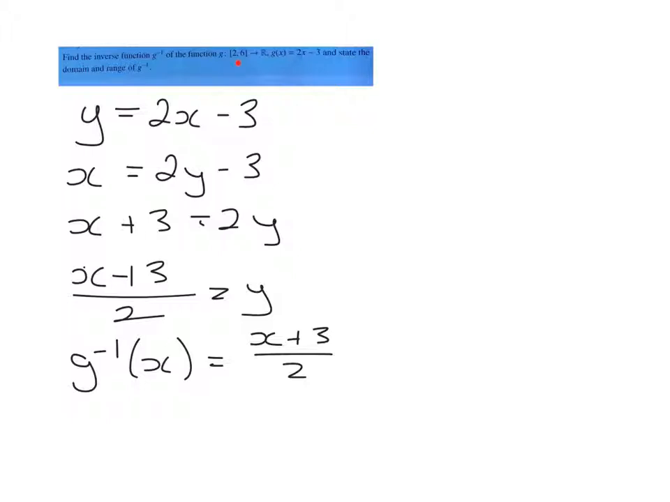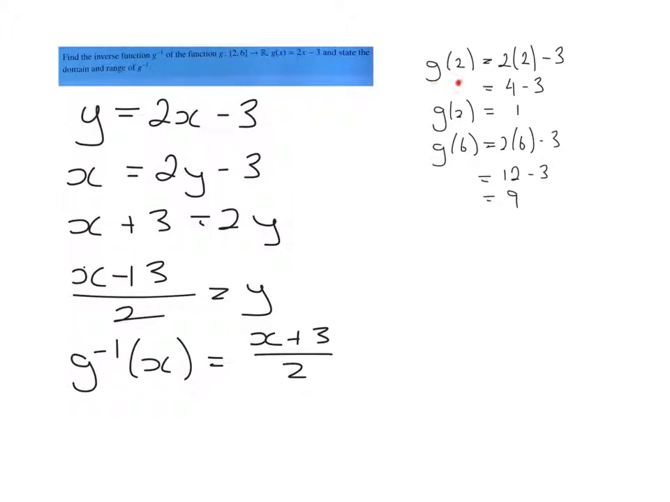Now you might remember that when the x and y values swap for the inverse, also the domain and range swap. So the domain of the original, from 2 to 6, is going to become the range of the inverse. To find the domain of the inverse, I'm going to need to find the range of the original. I'm going to do that by substituting the endpoints into the original function. So up here we're looking at the endpoints.